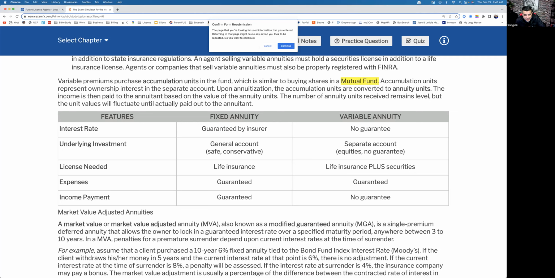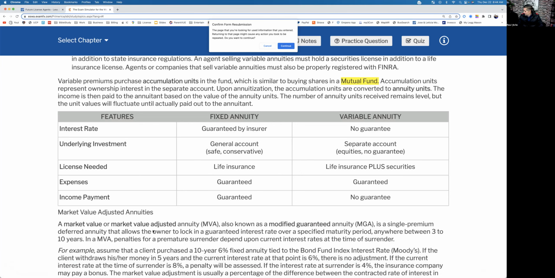Expenses, it's guaranteed and guaranteed. The expenses, that means you're gonna pay a fee. Income payments are guaranteed on a fixed annuity and index annuity, but not guaranteed on variable. Why? Because it all depends on the stock market portfolio. And the stock market goes up and down, right? All right, cool. Good stuff.